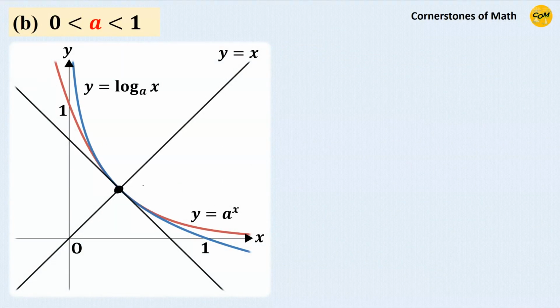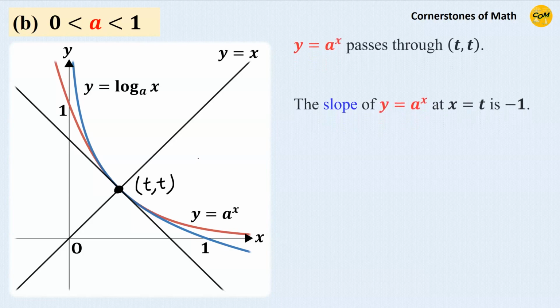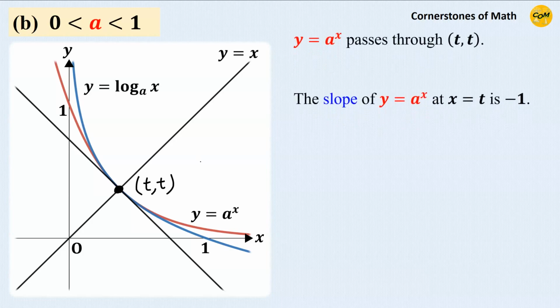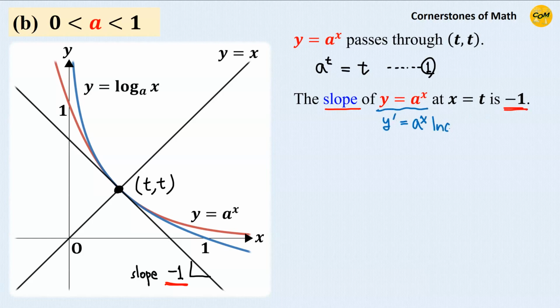So this point of tangency is still on y equals x, so we can write it as t, t. Then we use the y value condition and the slope condition again. The y value condition is the same. y equals a to the power of x passes through t, t, so a to the power of t equals t. But the slope condition is now different. Here, the slope of the common tangent line is -1, so the value of the derivative at x equals t must be -1. Using the derivative y prime equals a to the x ln a, we have a to the power of t ln a now equals -1.